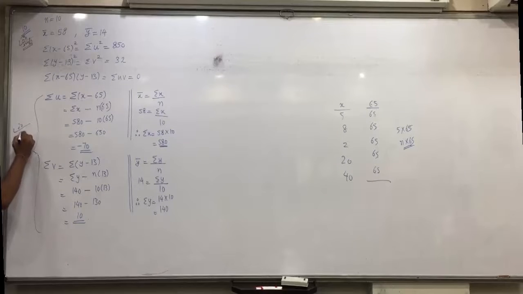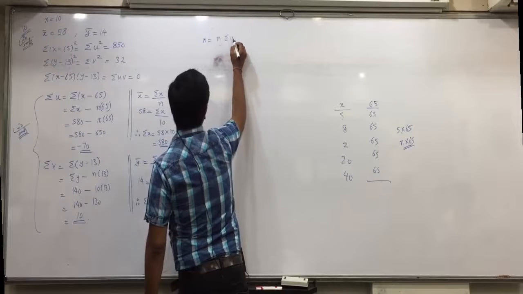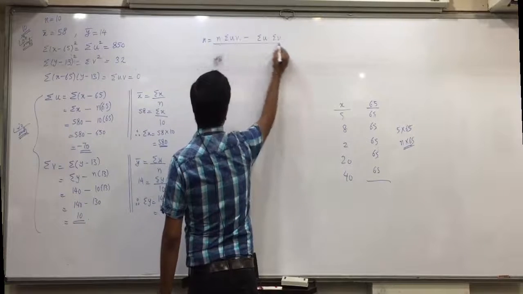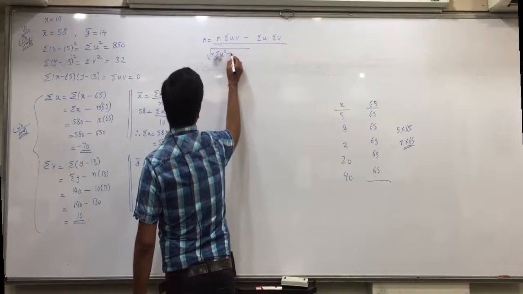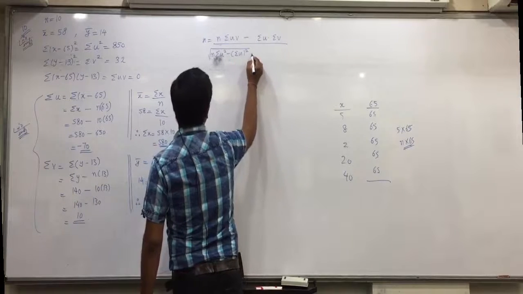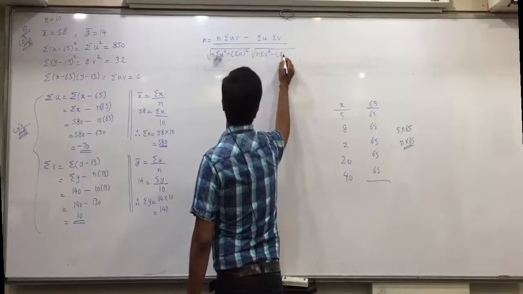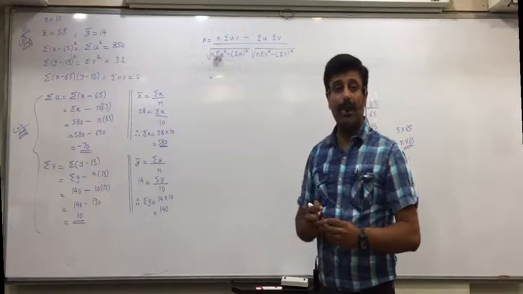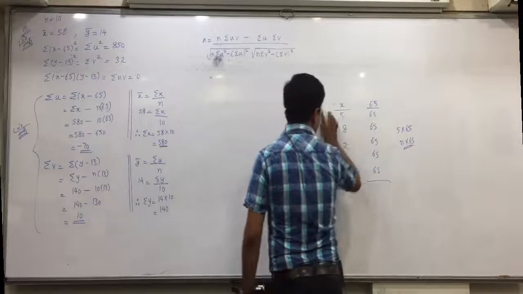After that you directly have to apply the formula. What is that? R equals n sigma uv minus sigma u into sigma v, upon square root of n sigma u square minus sigma u whole square, into square root of n sigma v square minus sigma v whole square. Will you be able to apply that on your own? Do it on your own, the application of formula.